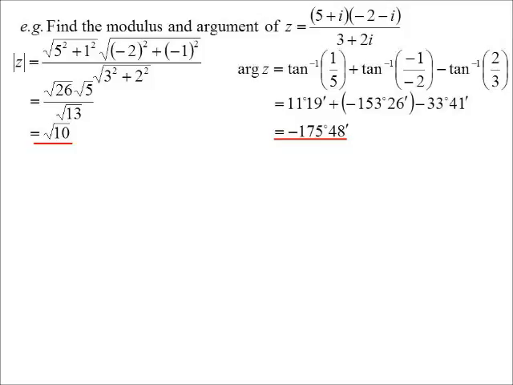So if I wanted to work out the actual answer for that, I could now go root 10 times the cos of that plus i sine of that. It might not be an exact answer, but I could get an approximation. Okay.